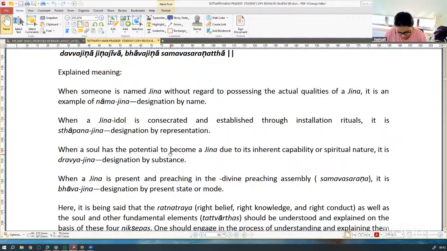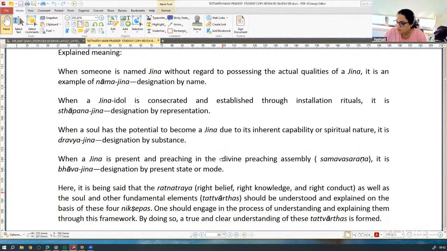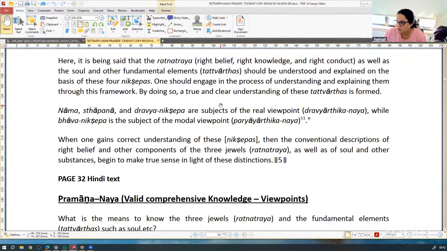Here, it is being said that the Ratnatrayas, right belief, right knowledge, and right conduct, as well as the soul and the other fundamental elements, Tattvas, should be understood and explained on the basis of these four Nikshepas. One should engage in the process of understanding and explaining them through this framework. By doing so, a true and clear understanding of these Tattvas is formed.